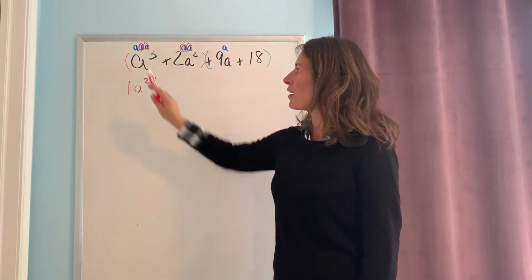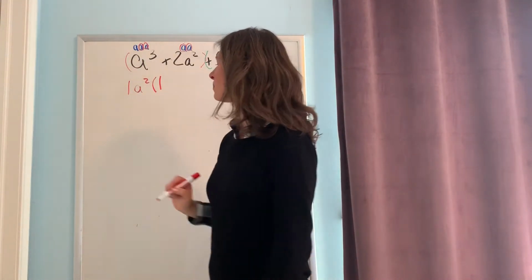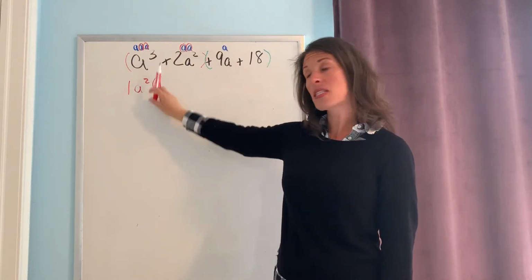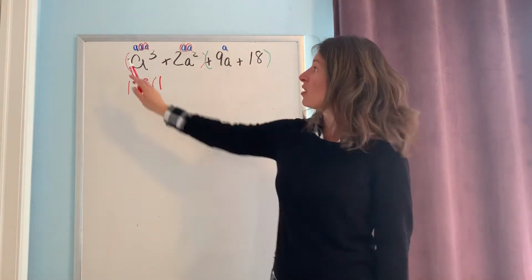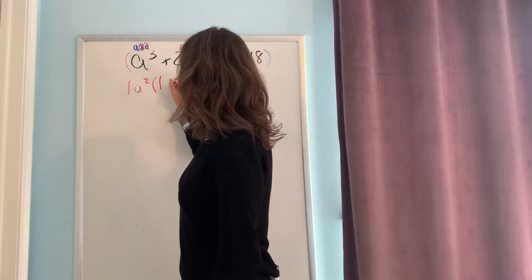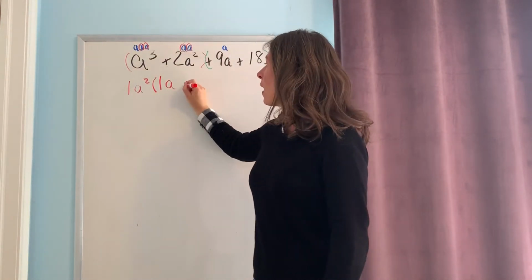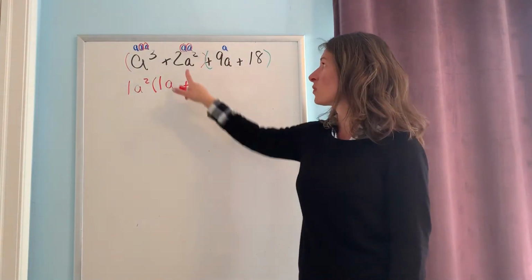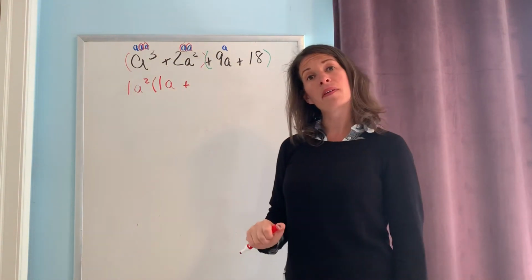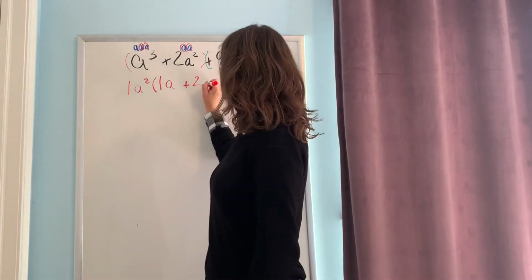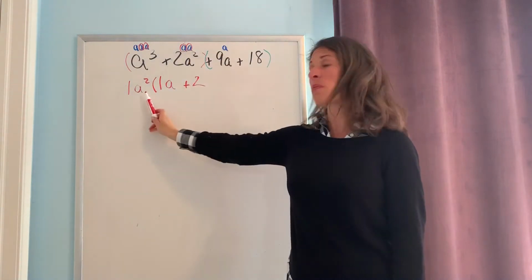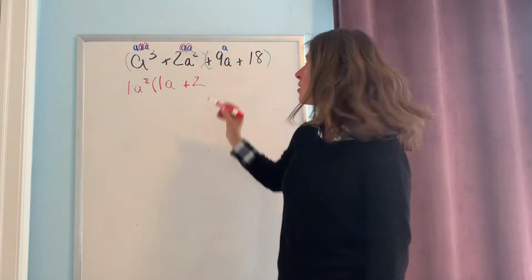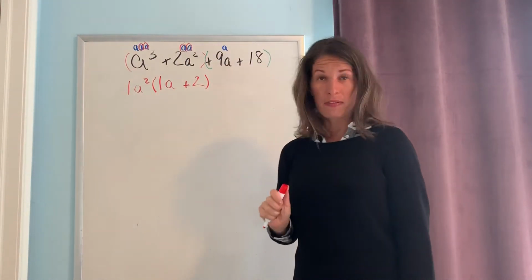1 divided by 1 is a 1. I had 3 A's and I took 2 out. So you can see that there's 1 left over. Plus, because of our plus sign, 2 divided by 1 is going to be 2. And I had 2 A's, but I took 2 of them out. So I don't have any left.